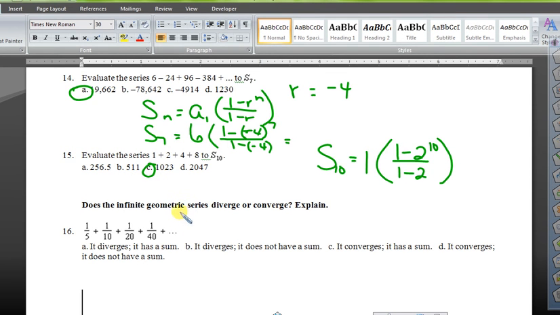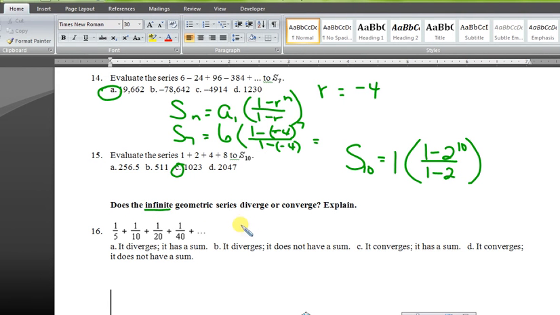And again, when you put this into your calculator, you should get 1023. Number 16. We talked in class about diverge and converge. When something is converging, it's headed towards something. Diverge, it's not heading towards anything. The number might just be getting bigger and bigger and bigger. The sum might be getting bigger and bigger and bigger.